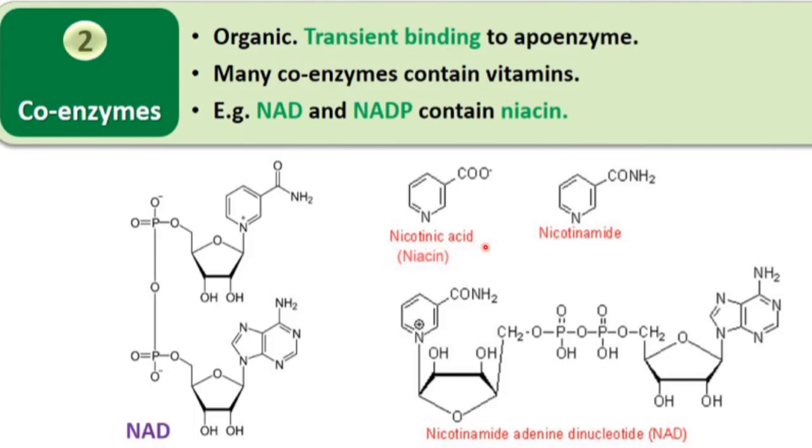So you can see here, this is the structure of nicotinic acid, which contains niacin. This is nicotinamide, meaning the niacin vitamin is present in it. So NAD and NADP are examples of coenzymes.